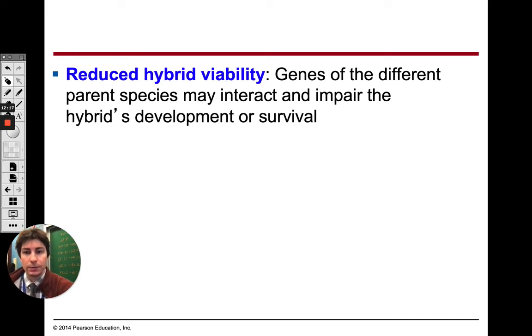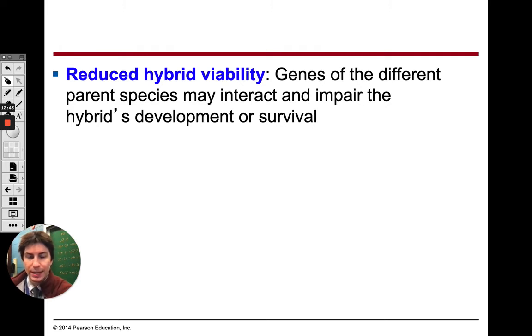So, first one: genes of different parent species may interact and impair the hybrid's development or survival. So, if we do humans, okay, we have 23 chromosomes from the sperm, 23 chromosomes from the egg. When they come together, all those chromosomes are going to mix, are going to interact and form that first diploid cell.